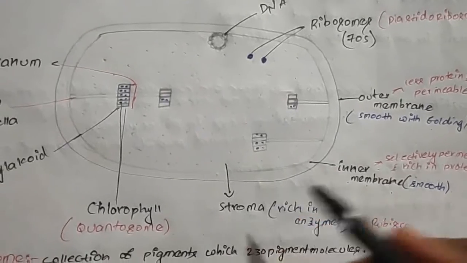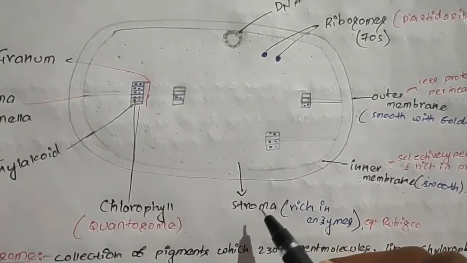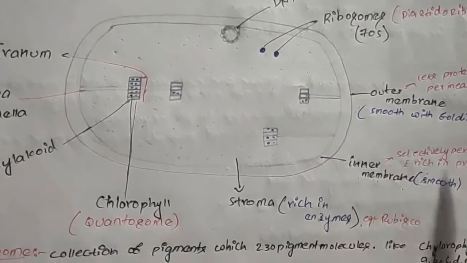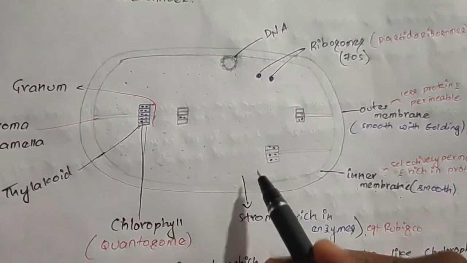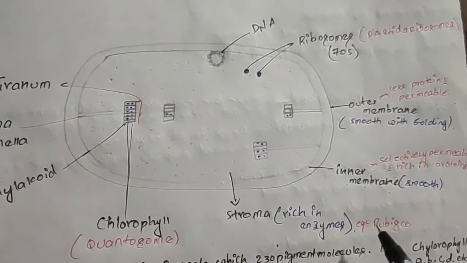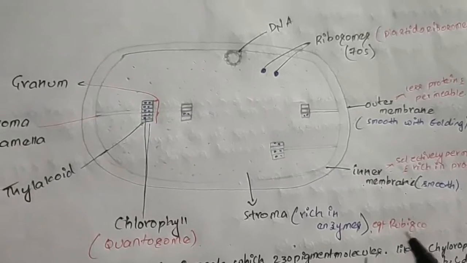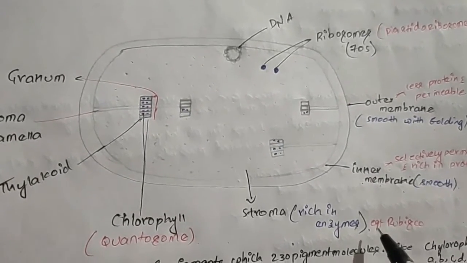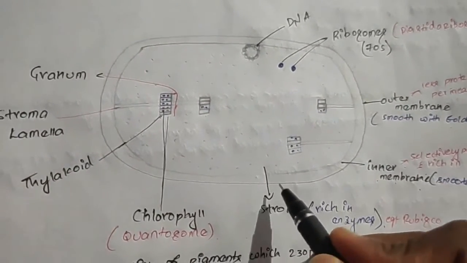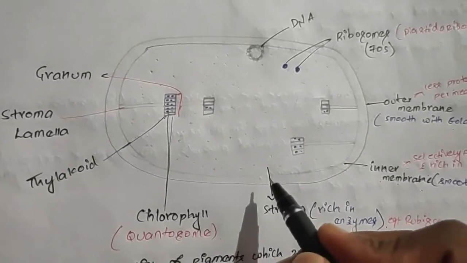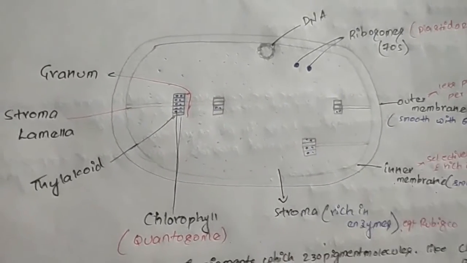And inner to this inner membrane is the stroma. This stroma is rich in enzymes, the enzymes which are required for all dark reactions. One example is ribulose bisphosphate carboxylase. It is the most abundant protein, which helps in fixing the carbon dioxide during the dark reaction.